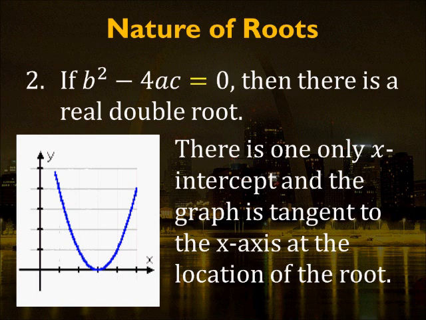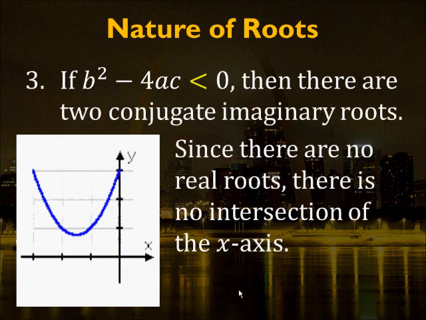So there's only one x-intercept, and the graph is tangent to the x-axis at the location of the root. So if you're looking at this graphically, this would be the only point down there. There it is. Finally, if the discriminant is negative, then there are two conjugate imaginary roots. You can look at the parabola on the graph. You will see it does not intersect the x-axis. Since there are no real roots, there is no intersection of the x-axis.